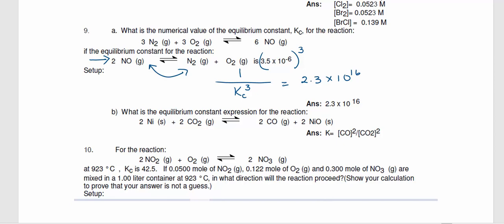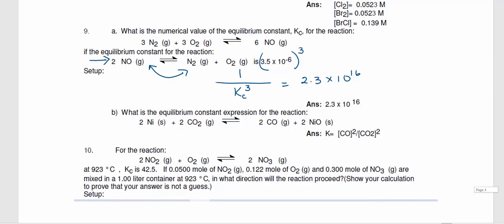For B, if we're going to write the equilibrium constant expression for this reaction, remember you do not have solids in the Kc expression, so it's just going to be your products over reactants. Your carbon monoxide, CO, is going to be squared, as is your carbon dioxide, because they both have a 2 in front of their respective chemical formulas in the balanced chemical equation.